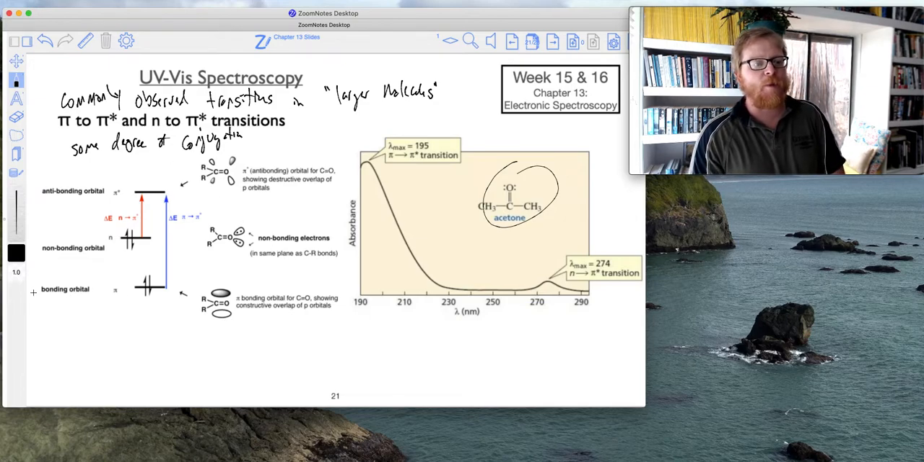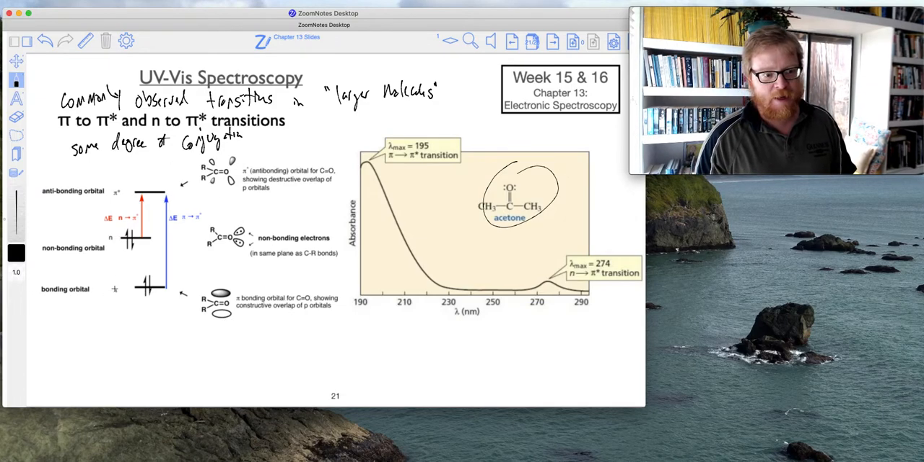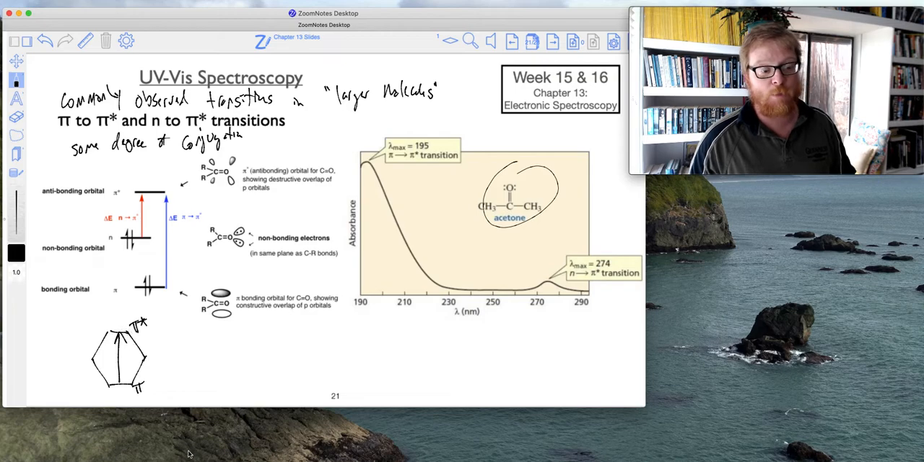And so recall the pi state is the bonding orbital, right? And then way at the top up here is pi star. So I'll redraw this diagram like this here, where we're not even focused on the sigma bonds. I just want to focus on the pi and the pi star, the bonding and the anti-bonding, okay? So that's a very common transition to see in absorption spectra, pi to pi star.